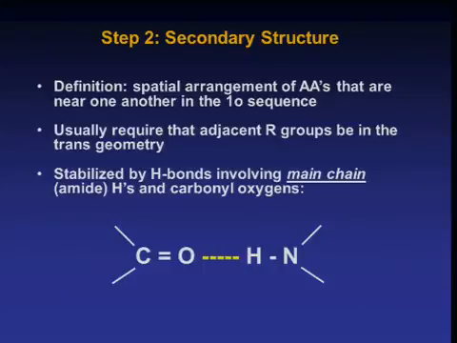So, localized structural units. They usually require that those R groups be in the trans configuration, and this is what we're talking about in terms of the stability. So here is the carbonyl oxygen from one amino acid, and here's the amide hydrogen from another amino acid. These two amino acids in the primary structure are close together.